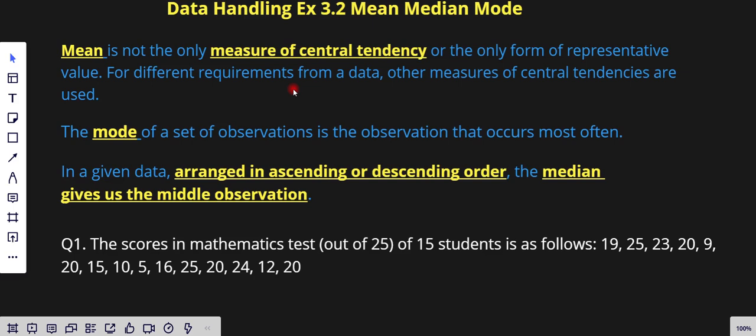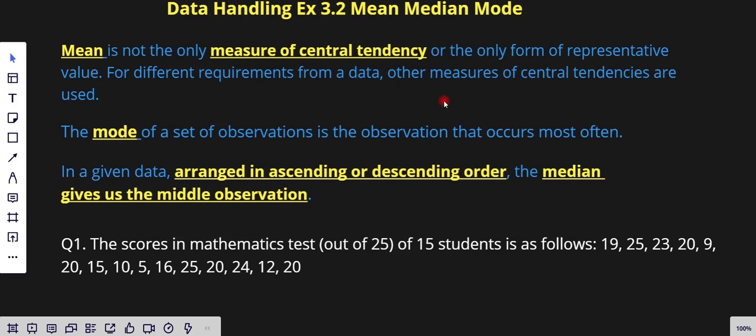One is mode and the other is median, and as per the requirement we use these terms in our question. Mean is not the only measure of central tendency or the only form of representative value. For different requirements from data, other measures of central tendency are used, and these are mode and median.